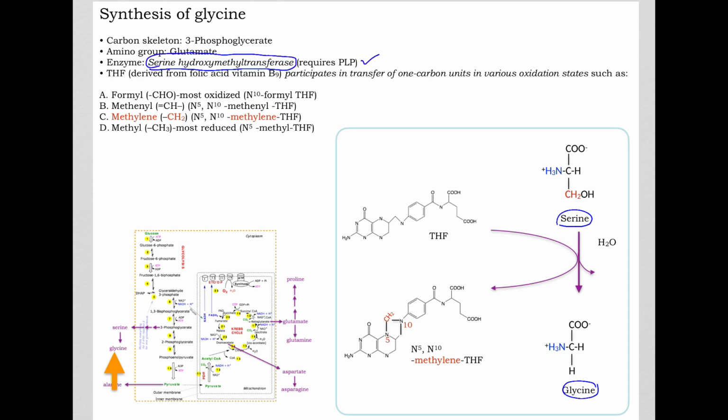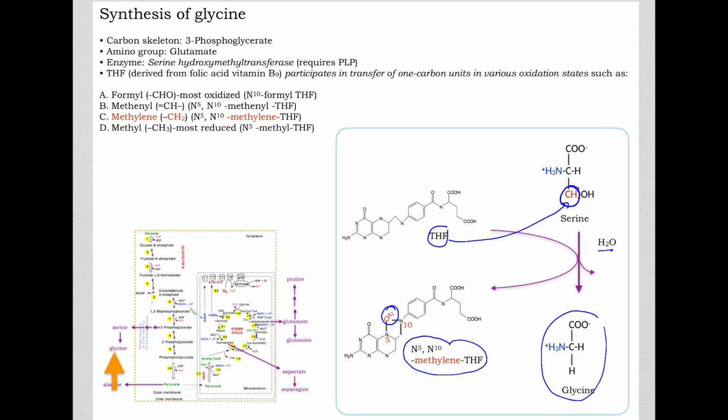hydroxymethyltransferase, and this enzyme also requires the coenzyme pyridoxal phosphate. This enzyme also requires another coenzyme called tetrahydrofolic acid or tetrahydrofolate. So the THF basically will help remove this one carbon unit, this methylene unit CH2. So the CH2 unit will be taken up by THF, and the THF becomes N5,N10-methylene THF, water is removed, and the serine is converted into glycine.